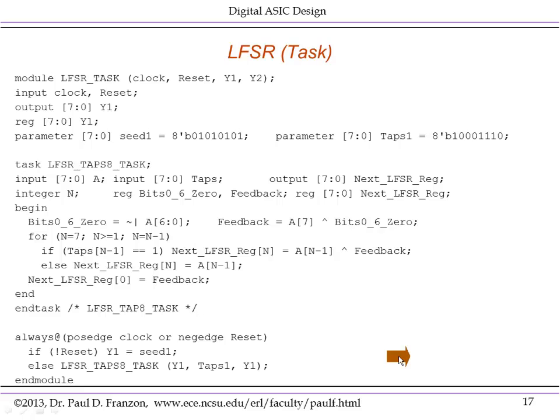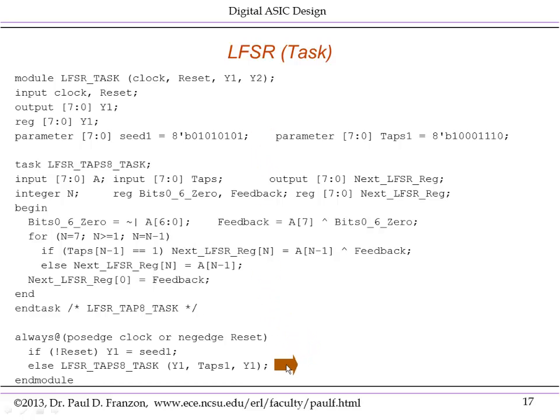Here I'm going to illustrate a similar but slightly different example using task. And here I'm going to illustrate how we could use task to specify different logic for the LFSR combinational logic. So here, just for the interest of saving space on the page, I'm only actually going to build one LFSR. Let's go down here to the synchronous logic. On the neg edge reset, Y1 gets initialized to seed1. Seed1's a parameter.